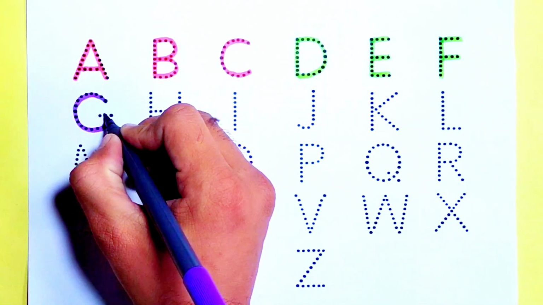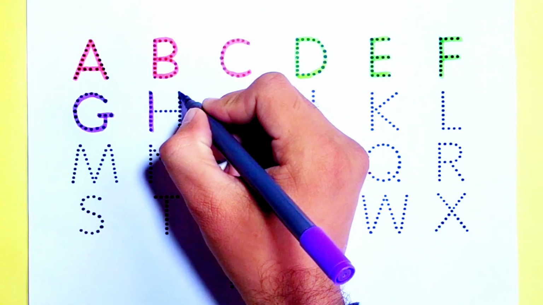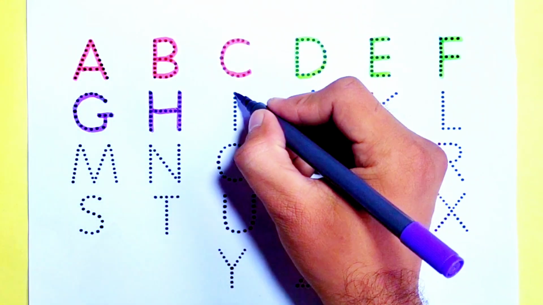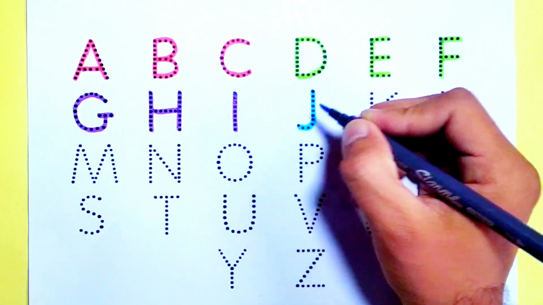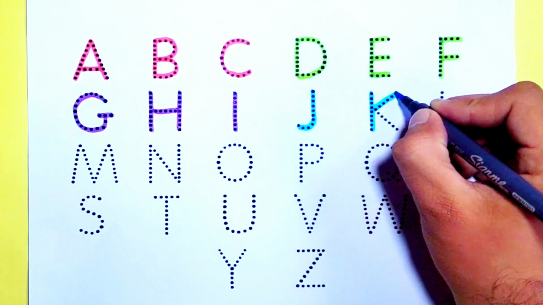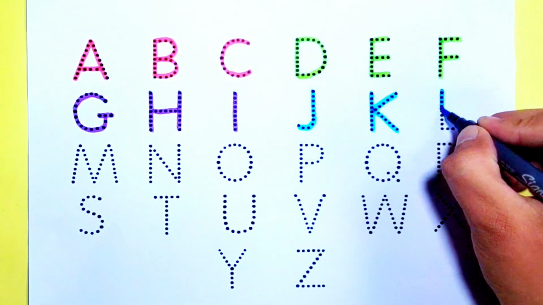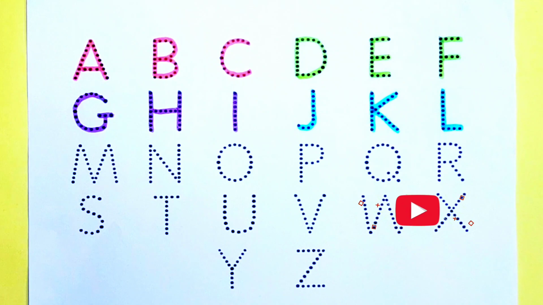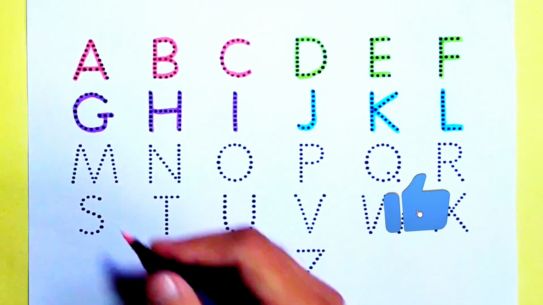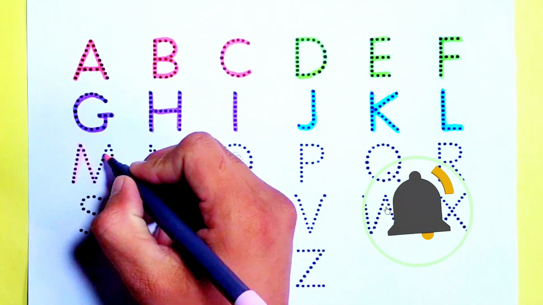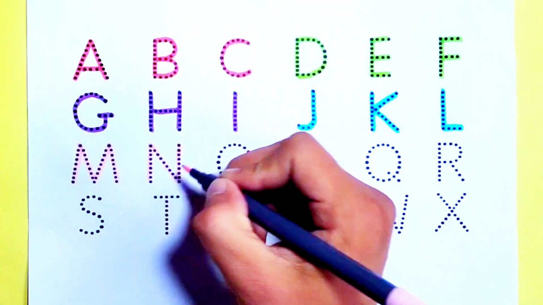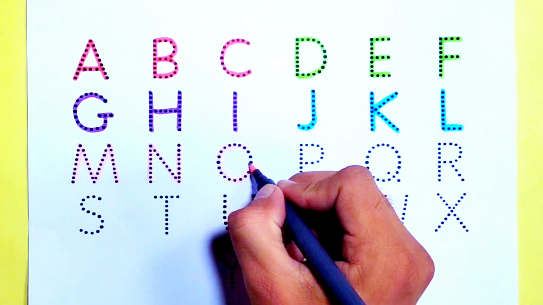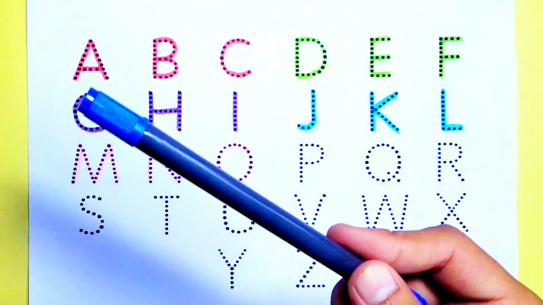G for grape. H for hen. I for ink. Light blue color. J for joker. K for kite. L for lemon. Light pink color. M for moon. N for net. O for octopus. Dark blue color.